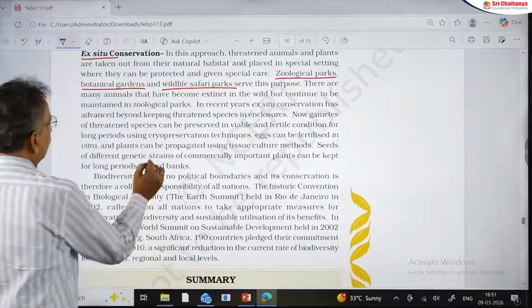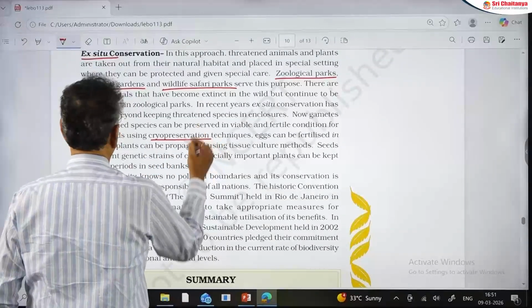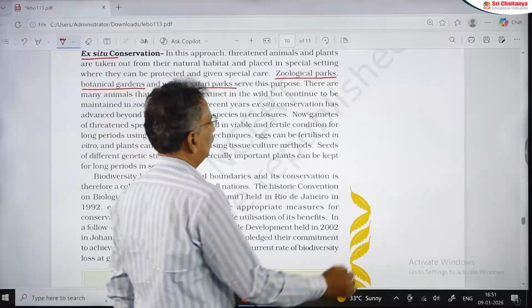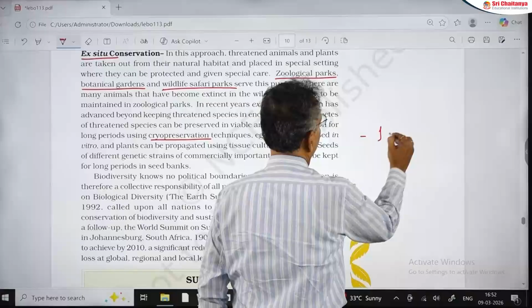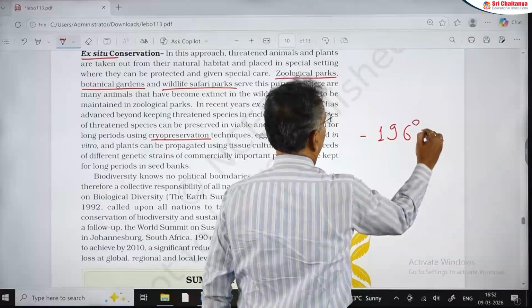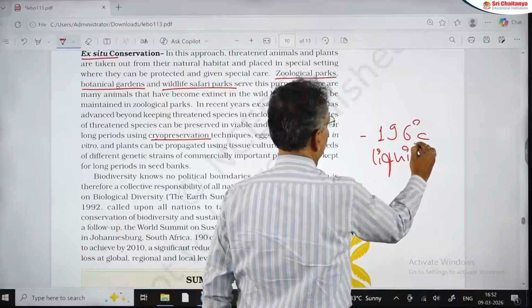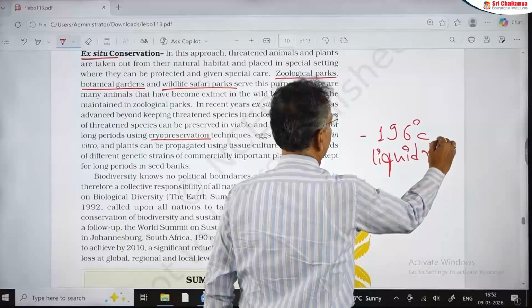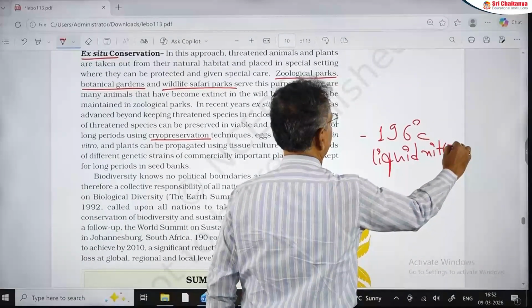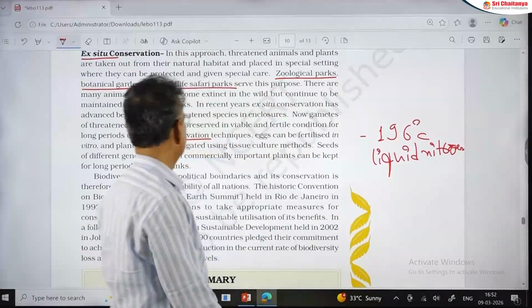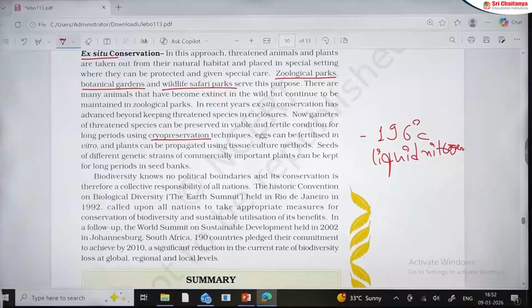And another one is cryopreservation. In cryopreservation, the temperature is minus 196 degrees centigrade, and it can be done with the help of liquid nitrogen. So with the help of liquid nitrogen we are preserving them. We are protecting them, right? So they can be kept for longer periods in seed banks.